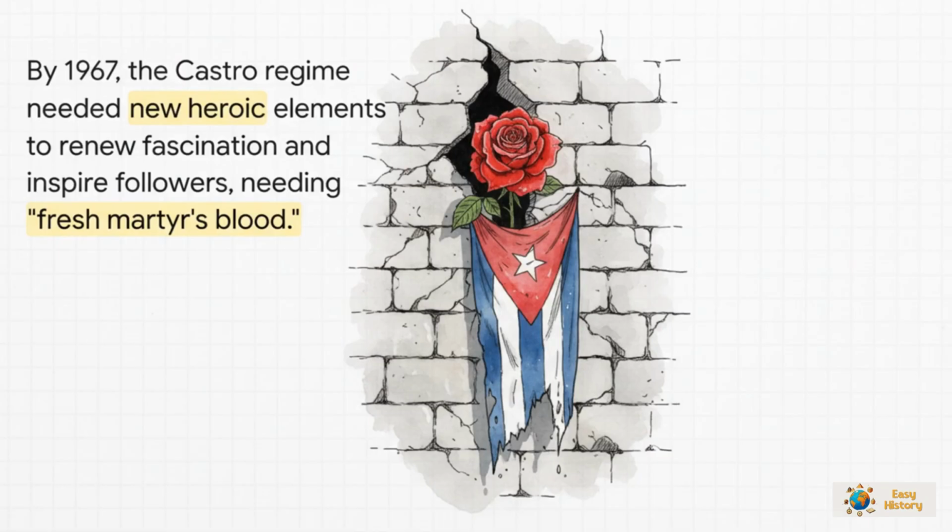Okay, ingredient number 1. The Cuban Revolution itself needed a shot in the arm. By '67, the shine was wearing off. The harsh realities of the regime were starting to show, and it needed what this analysis calls fresh martyr's blood to get a new generation excited and on board.